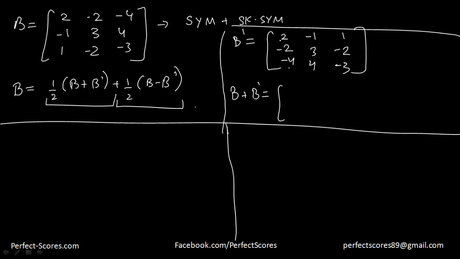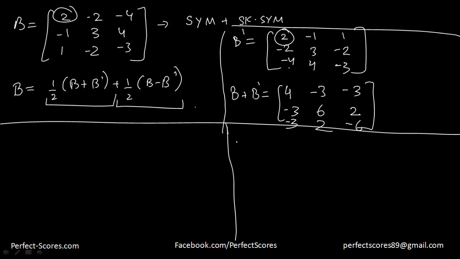So the value of B plus B dash is going to be 2 plus 2, which is actually 4, and -1 and -2 is -3. This is -3 again. This here is -3 again. -2 and -2. 3 and 3 is 6. 4 and -2 is 2. 1 and -4 is -3. And 2 and 4 is actually 2, and 3 and -3 is -6. So this is the value of B plus B dash.